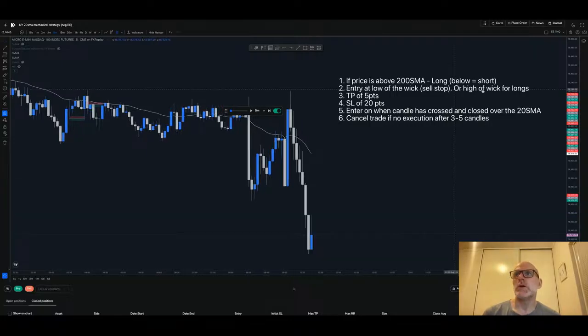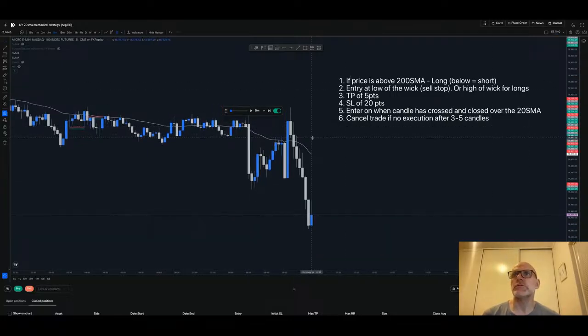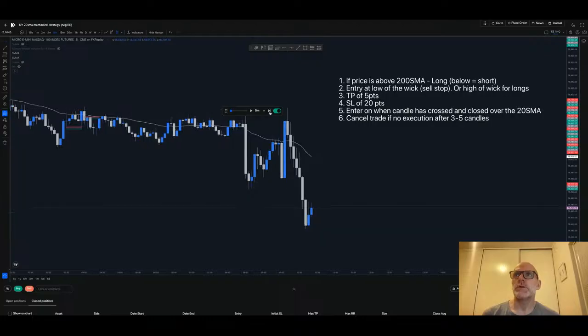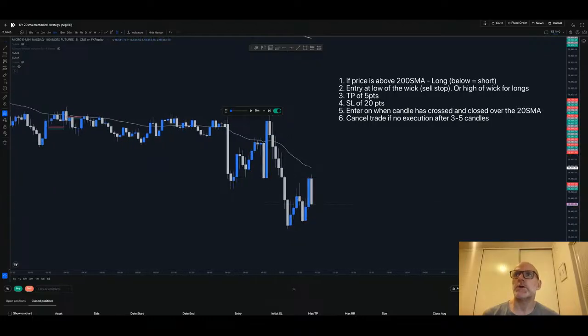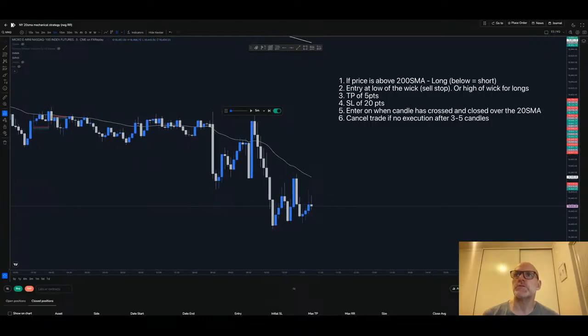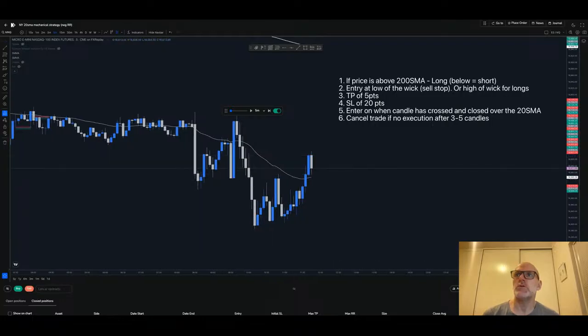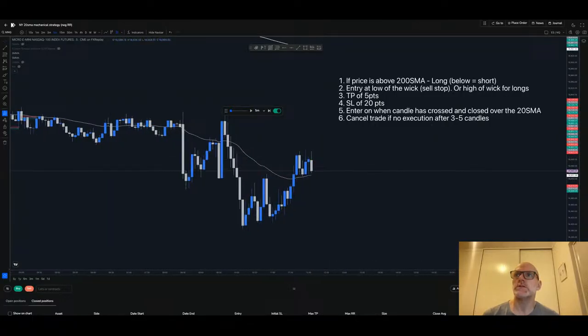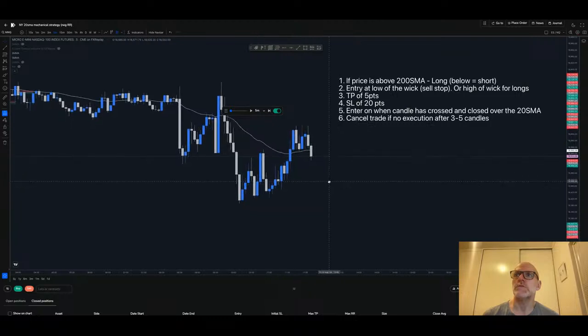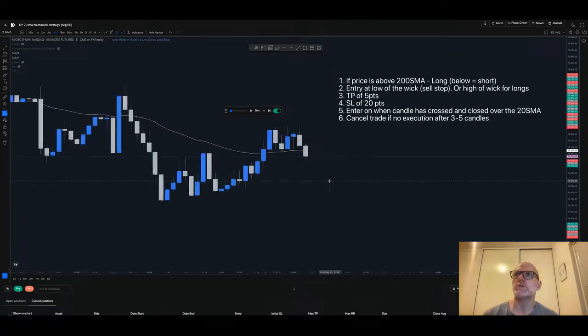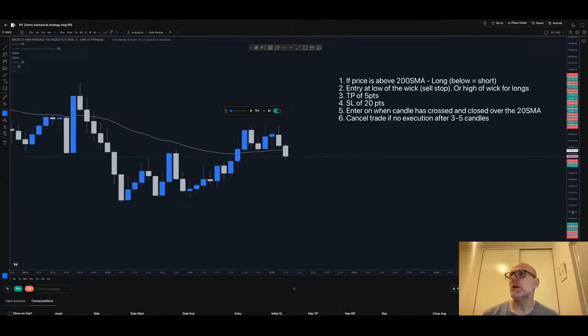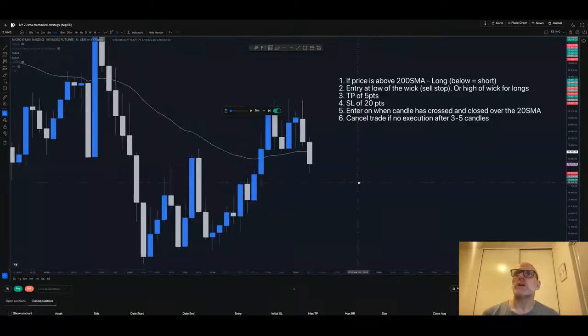Currently we're below the 200, so I'm going to be looking for shorts. So we need price to go above the 20 first, like this. And then if it closes back below the 20, I will enter like that. So we have a close below. Let's make this nice and big for you guys. We've got a close below the 20 SMA. So I'm entering a short at the low of the wick.